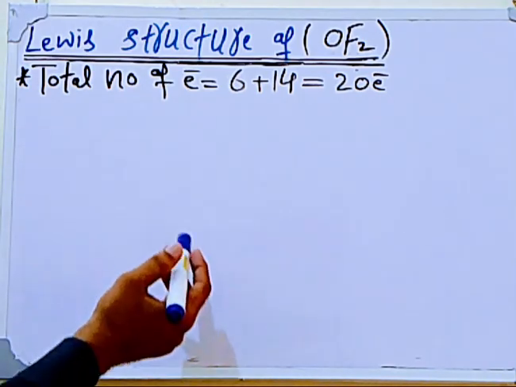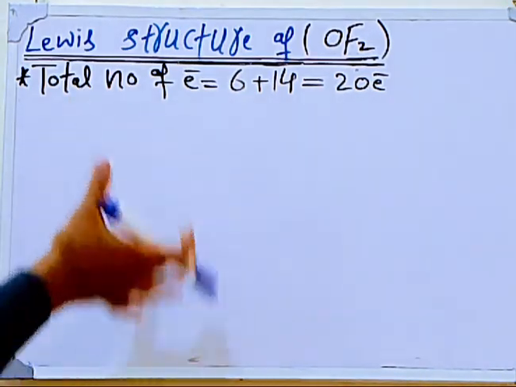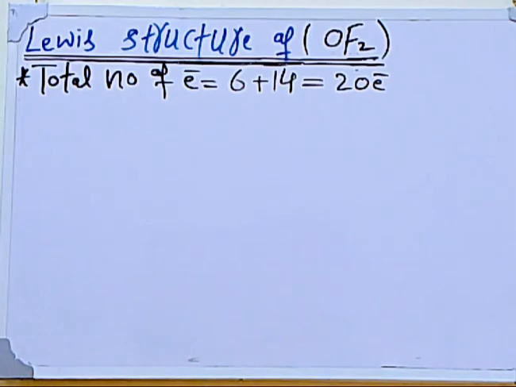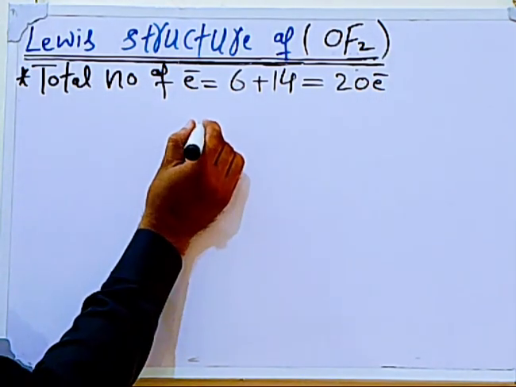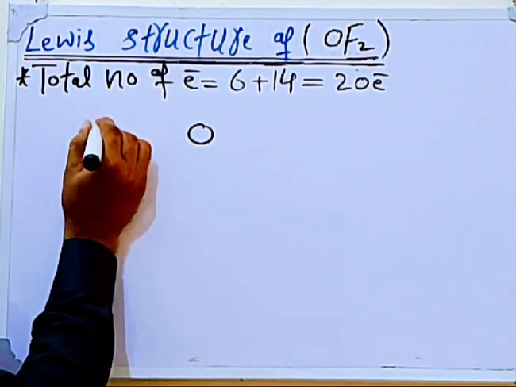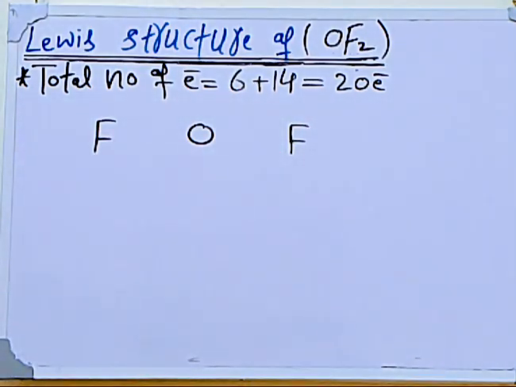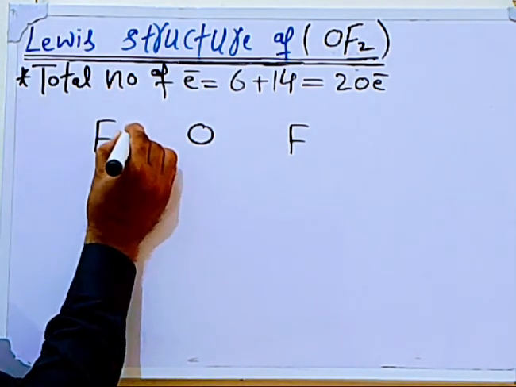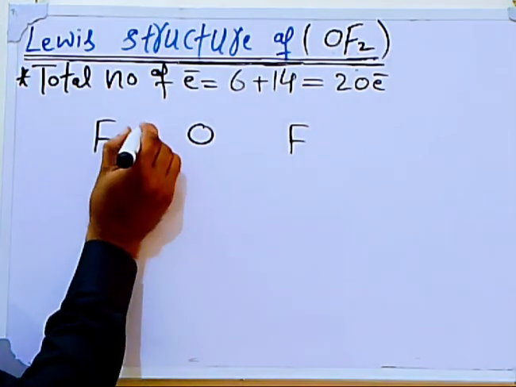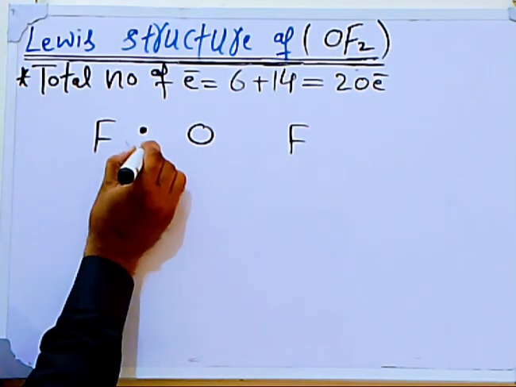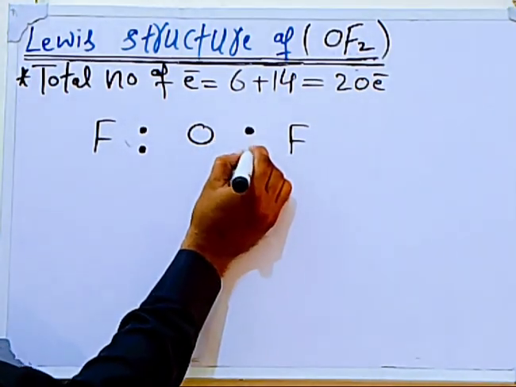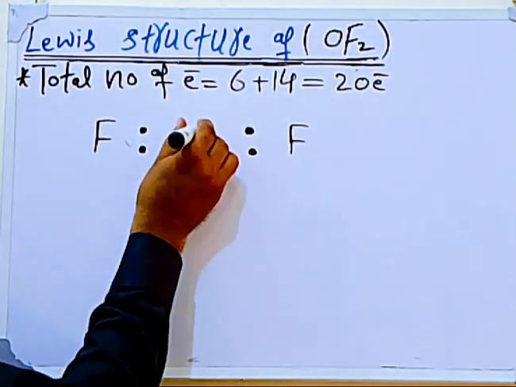Students, the second rule is that the less electronegative atom is present in the center. So, oxygen is present in the center and fluorine atoms are present outside. So, students, first of all, we place a pair of electrons between fluorine and oxygen to represent a single covalent bond.